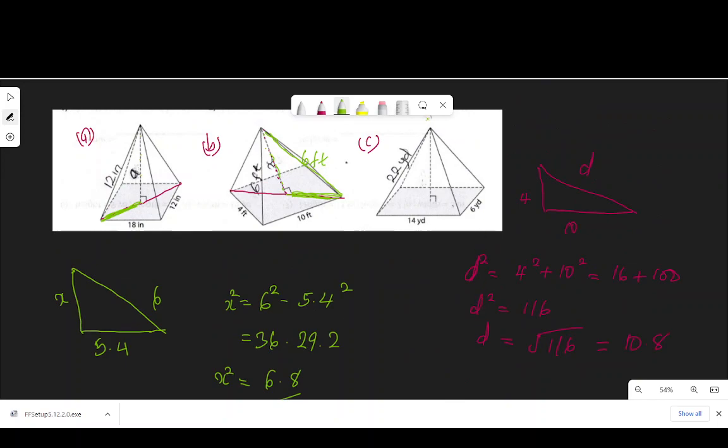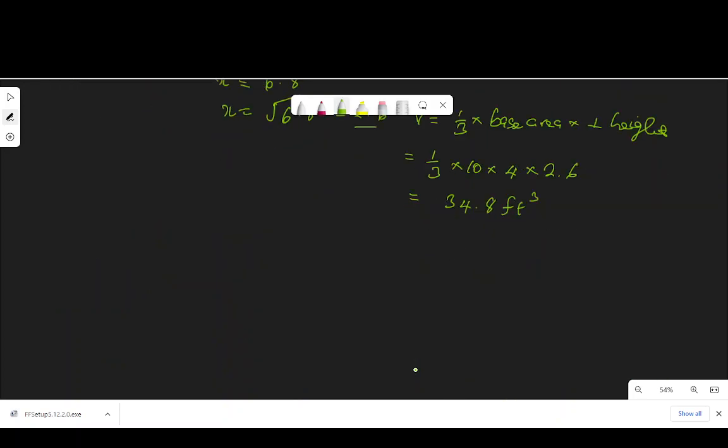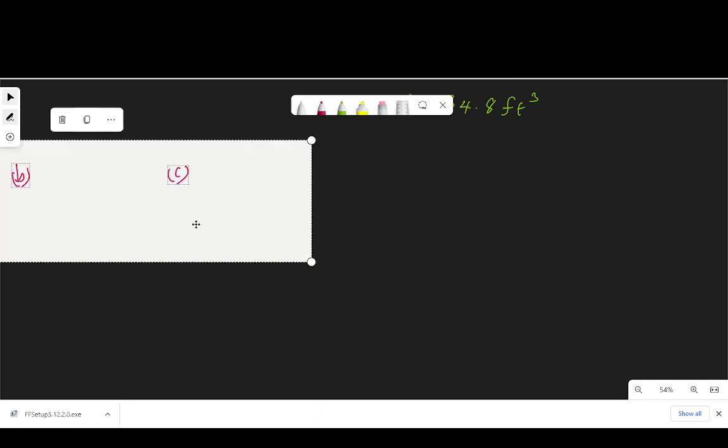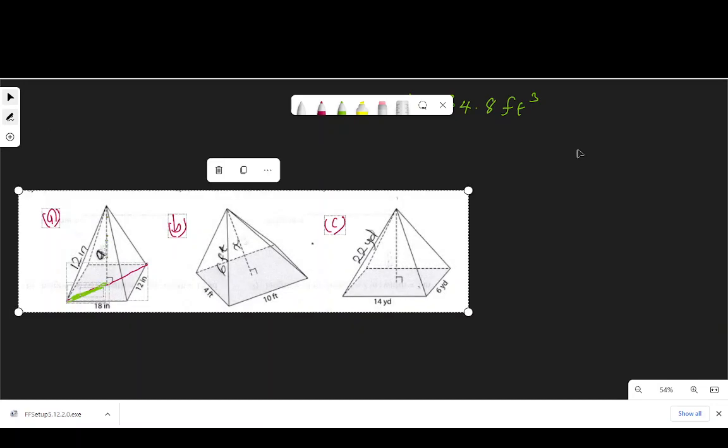And the last one, again, let's copy it and paste it down so we can work on it. Okay, the last one. First of all, let's get the perpendicular height of the pyramid. The height, let's call it y in this case, because it's not labeled. Let's do the diagonal so we can calculate the perpendicular height.